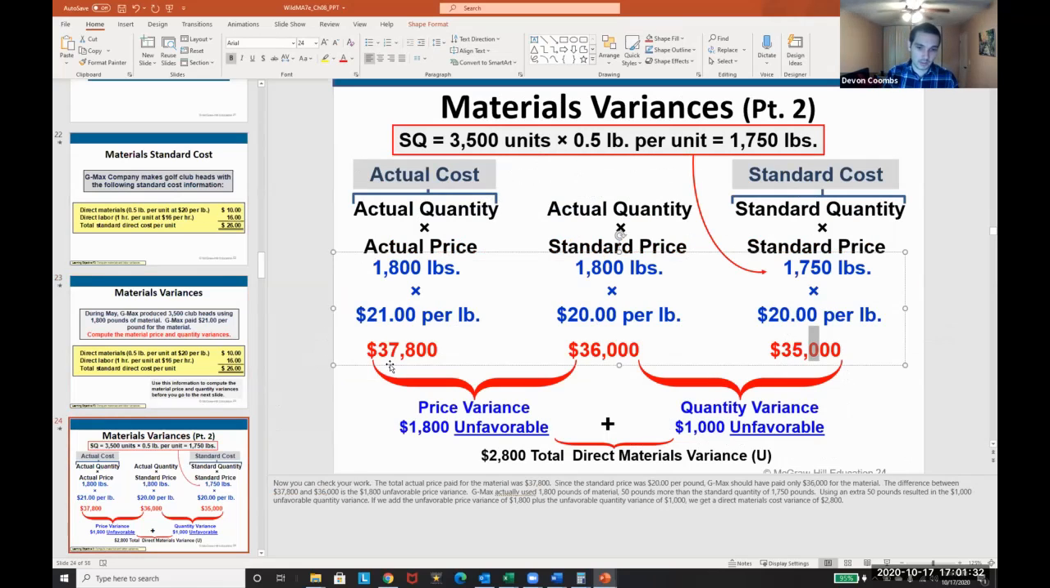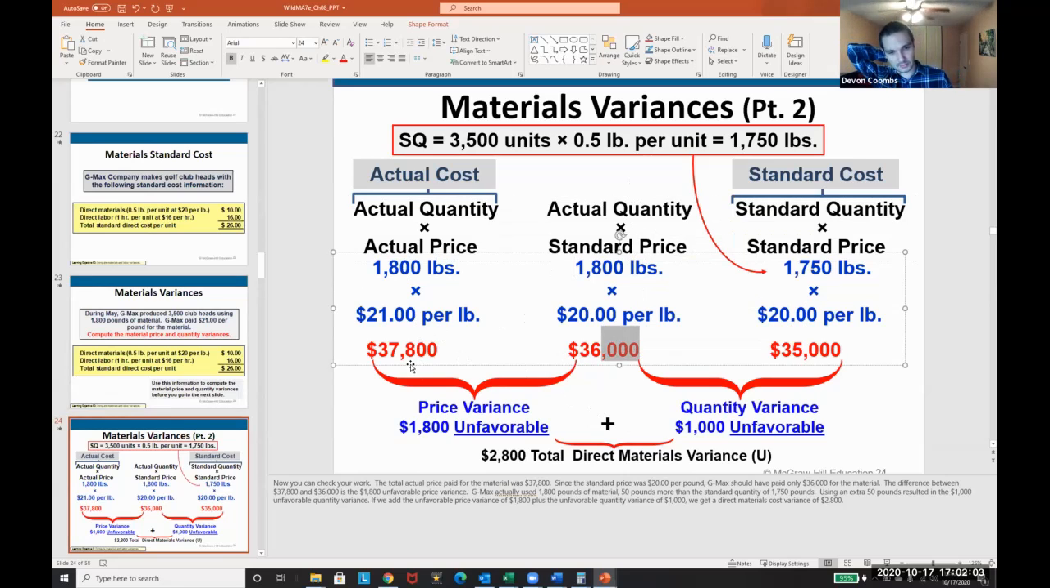And so we already know the difference is 37,800 minus 35,000. So we know we have a total direct cost variance, unfavorable, of 2,800. But we have to determine how much of that is a quantity variance and how much of that is a price variance. The way to do that is to determine the actual quantity times the standard price. We know the actual quantity is 1,800. We know the standard price is 20. That gets us our 36,000.